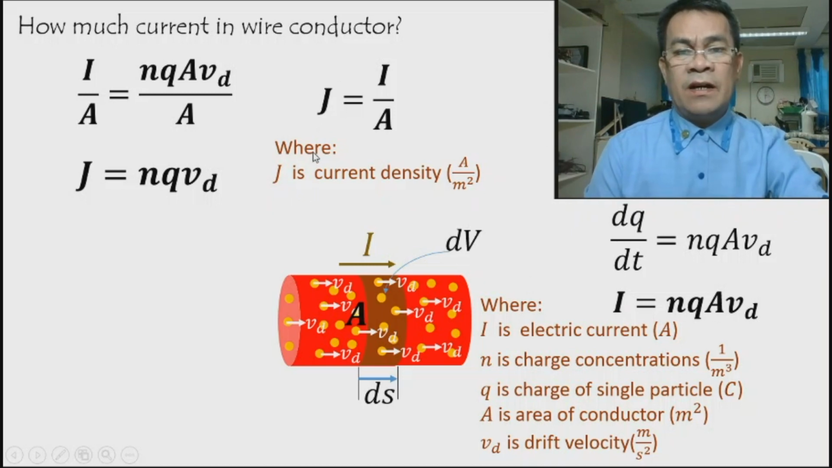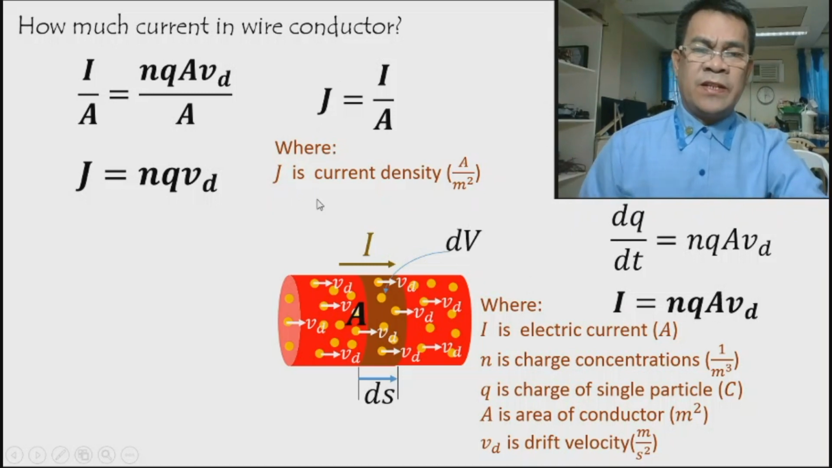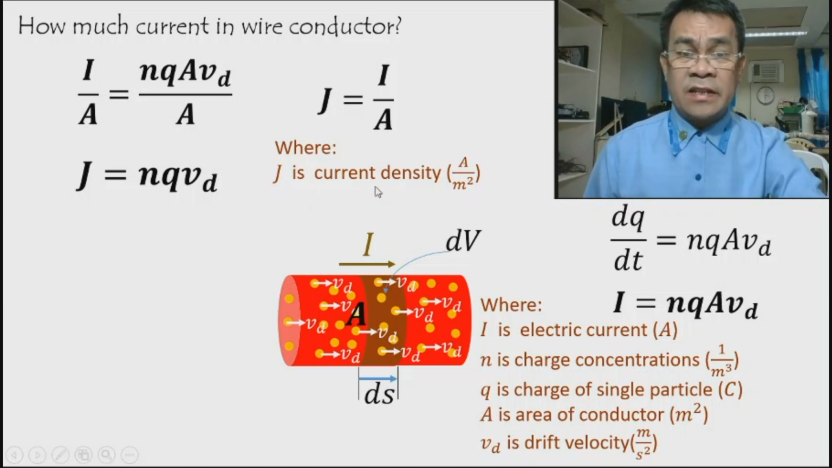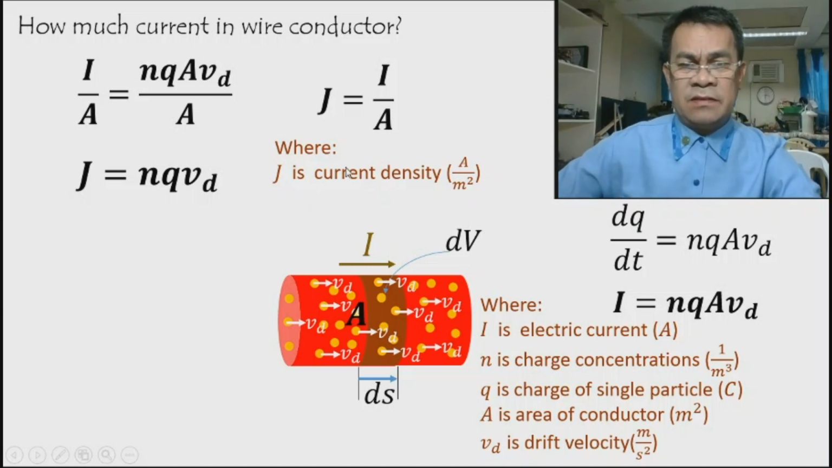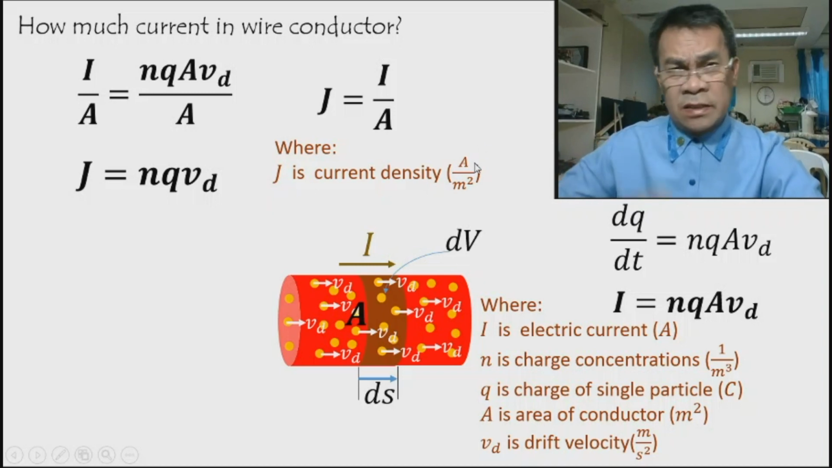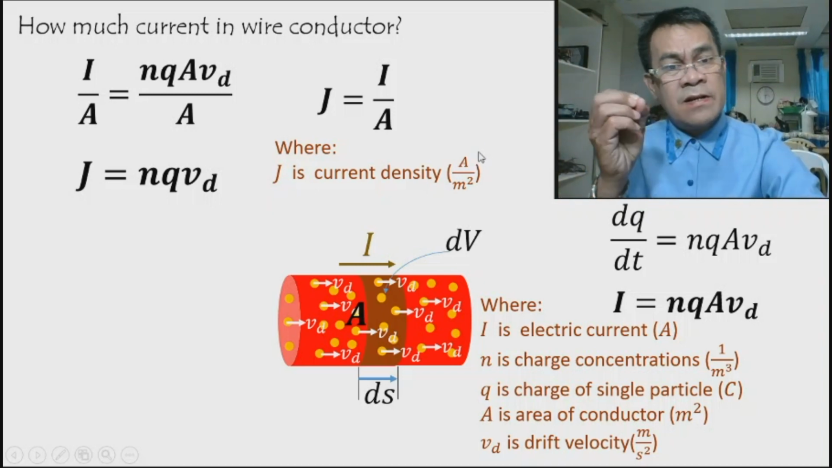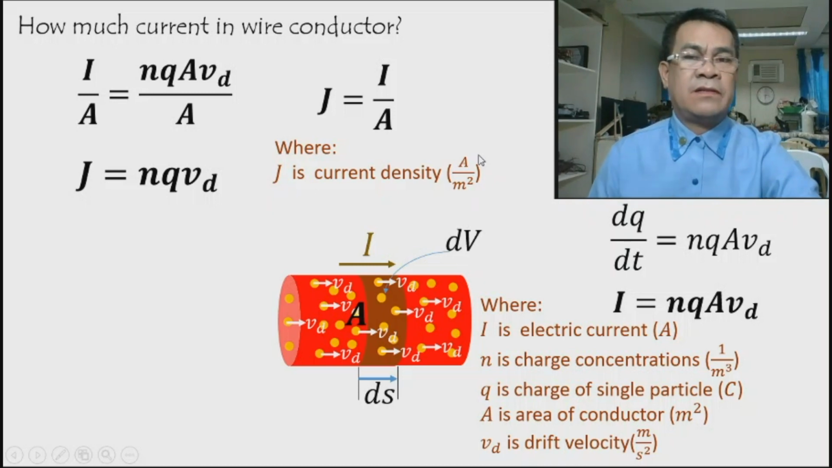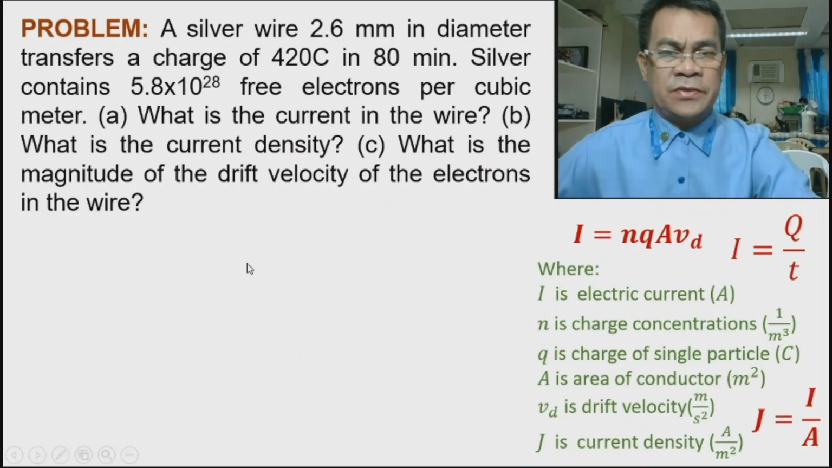So what's the difference between the current and the current density? Again, the current density is a vector, while the current is a scalar. The unit of current density is ampere per meter squared, so it is the current that flows per area. So that's it: I over A is the current density. In order to practice, we have this problem.